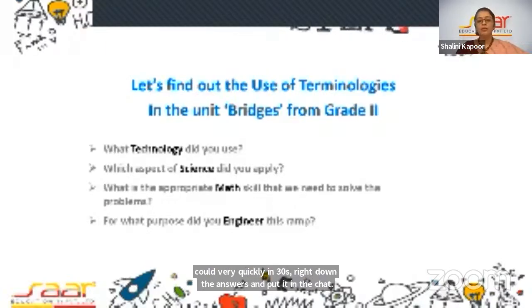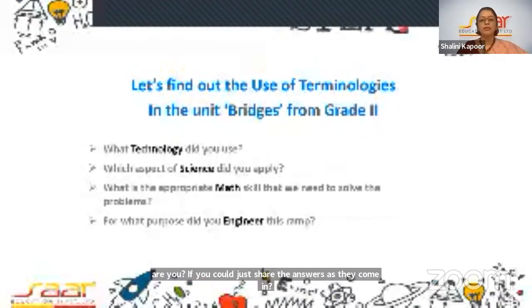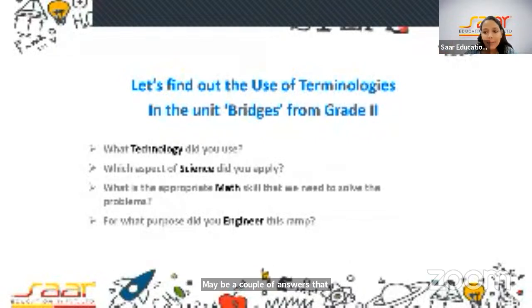Ayushi ma'am, if you could just share the answers as they come in, maybe a couple of answers at least. Balancing, counting, timing. Wonderful. Yes, it's all about balancing, counting, and timing. Balancing, that's very nice. Thank you. I think balancing and the amount of weight that the bridge could hold, the strength that the bridge required, is the core concept over here, the core activity that we needed to catch up on.